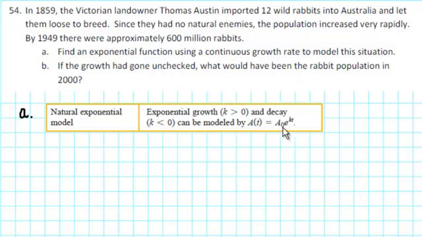Since a₀ represents the initial amount when time is equal to 0, what we'll want to do is to let time equal 0 correspond to 1859, which is when the rabbits were released into the wild. So let's first of all organize the information that's given in a table.